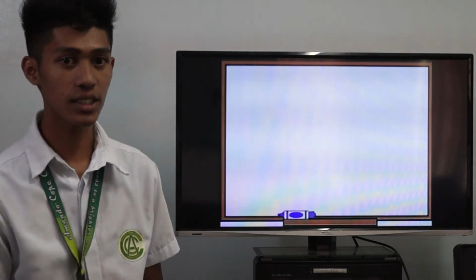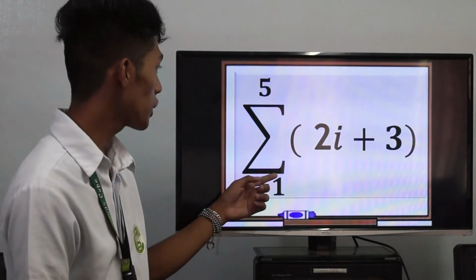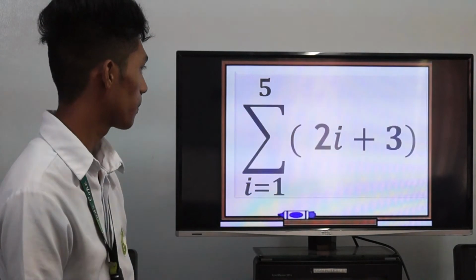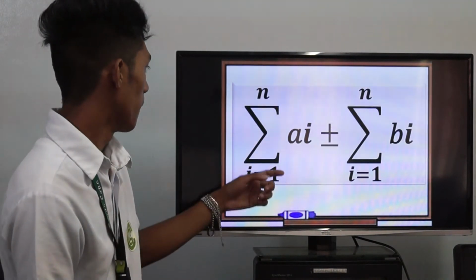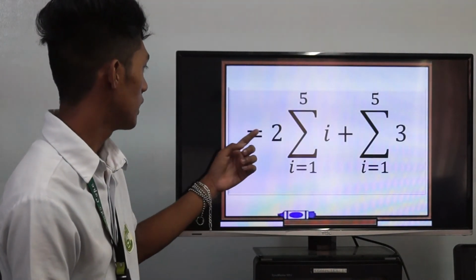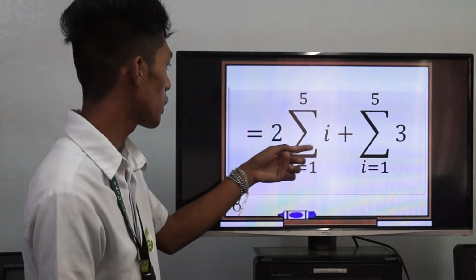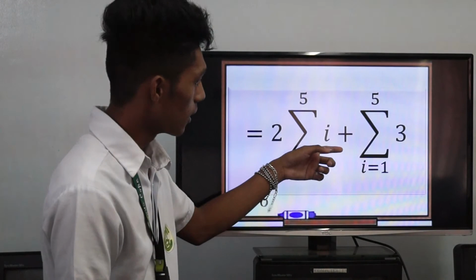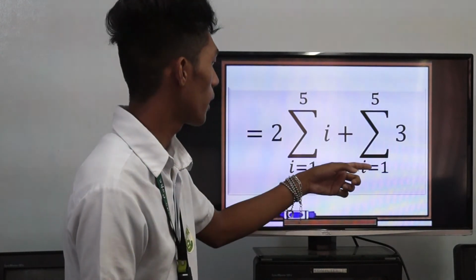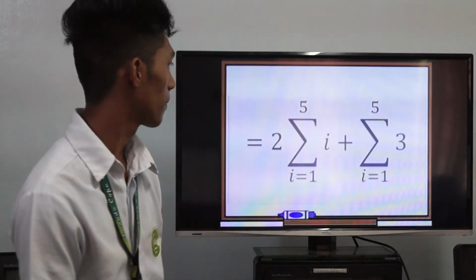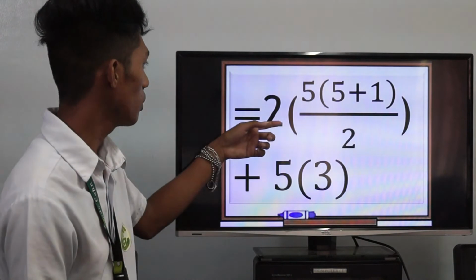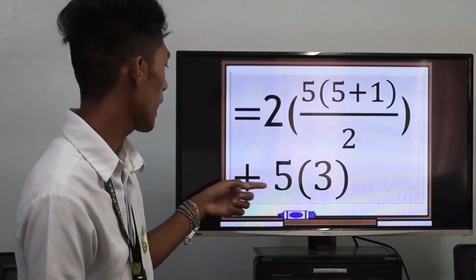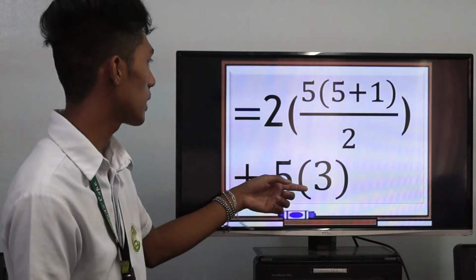Let's take this as an example. Summation of the quantity 2i plus 3 where i runs from 1 to 5 is equal to 2 times the summation of i where i runs from 1 to 5, plus the summation of 3 where i runs from 1 to 5, is equal to 2 times the quantity 5 times the quantity 5 plus 1 all over 2, plus 5 times 3.